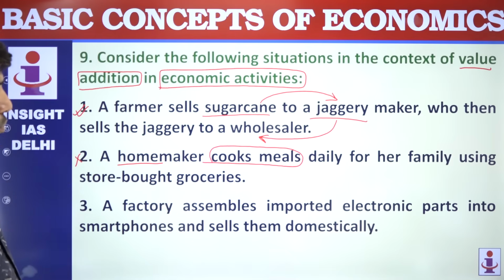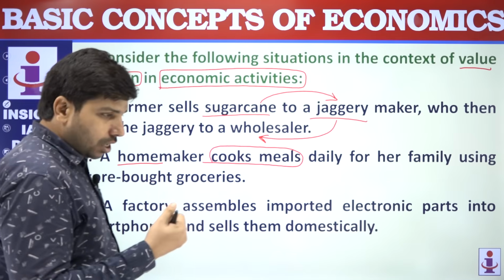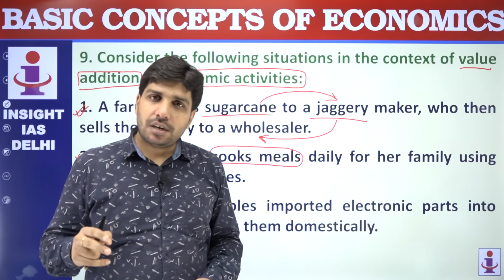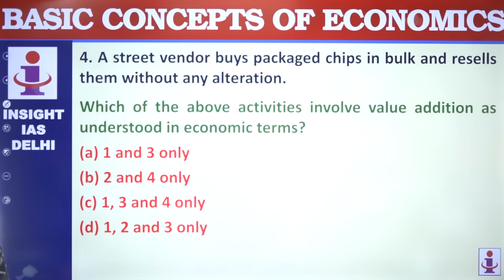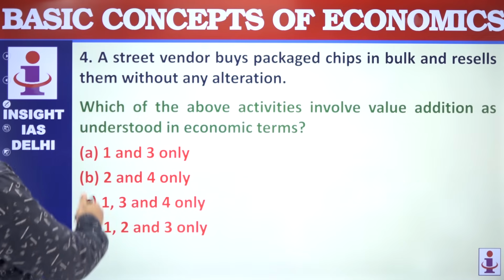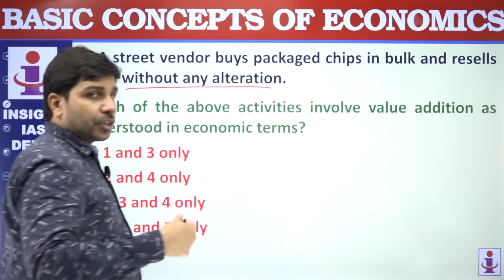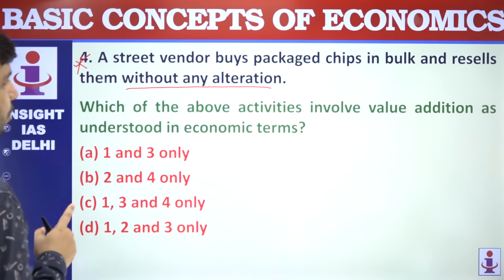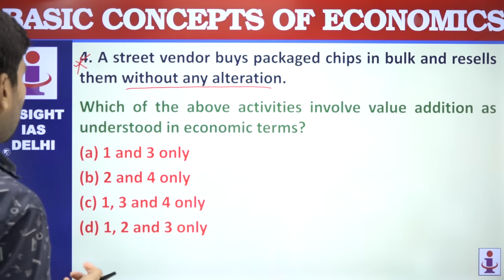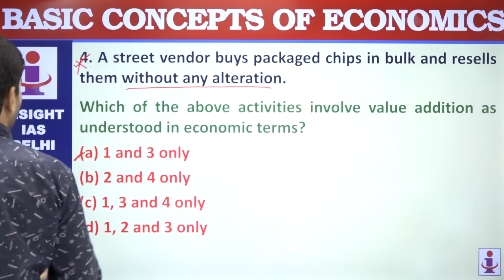A factory assembles imported electronic parts into smartphones and sells them domestically. Yes. Importing electronic parts, assembling them into a phone and then selling it, the value addition is there. A street vendor buys packaged chips in bulk and resells them without any alteration. So there is no value addition without any alteration. He just purchased and sold it. Economic activity is involved here, but there is no value addition. So which of the above activities involve value addition as understood in economic terms? Only 1 and 3. Option A will be the correct answer.